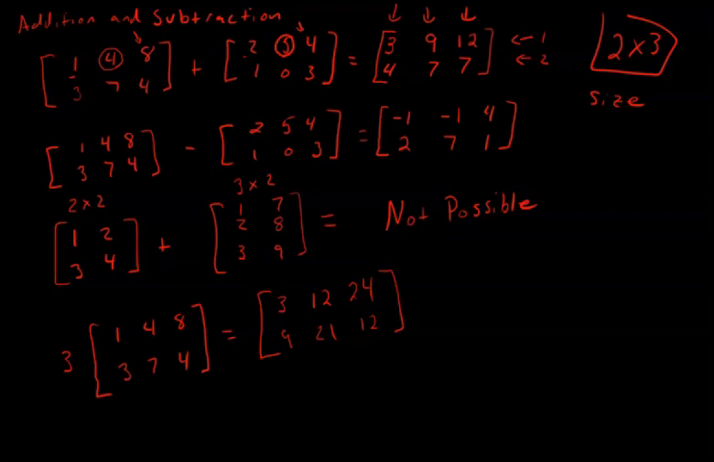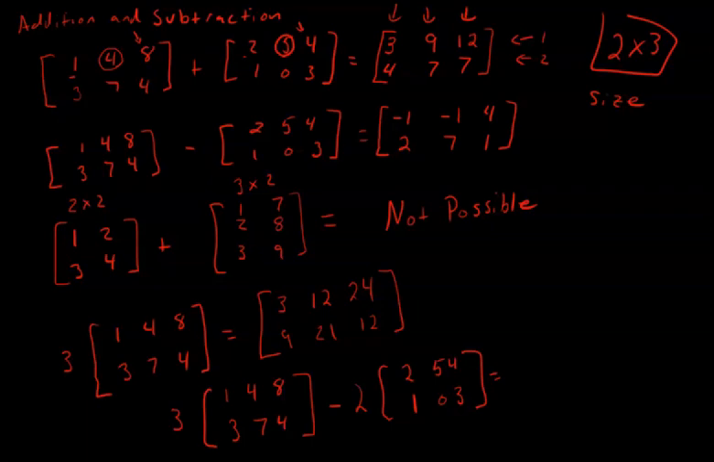So what if we had something like 3, and we'll use that matrix, 1, 4, 8, 3, 7, 4. Let's do minus 2 times 2, 5, 4. Sorry, that 4 should be a little bit further off that 5. 1, 0, 3. So I do the scalar multiplication first, right? Multiplication does typically come before addition and subtraction.